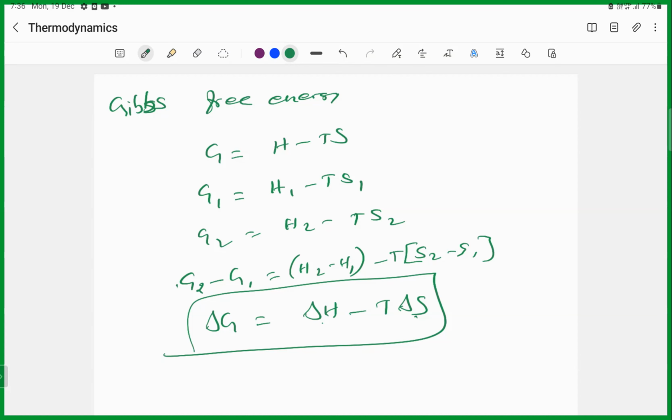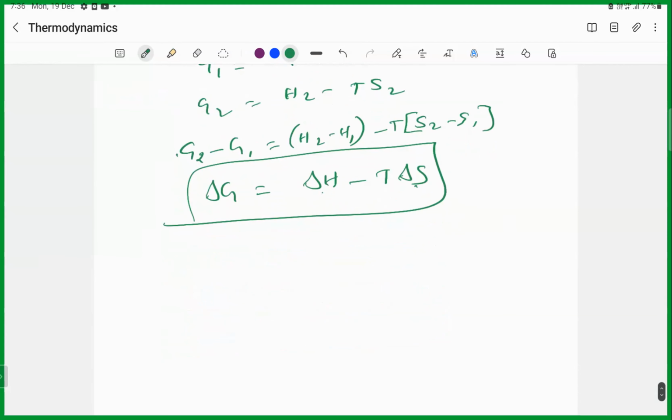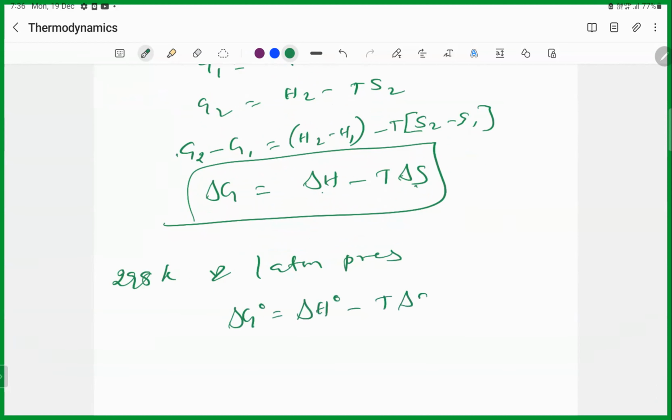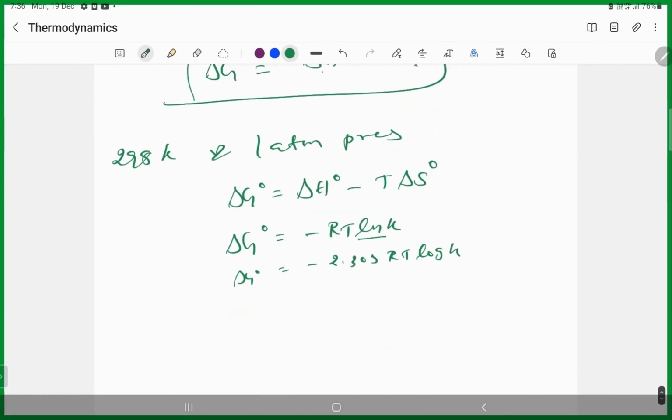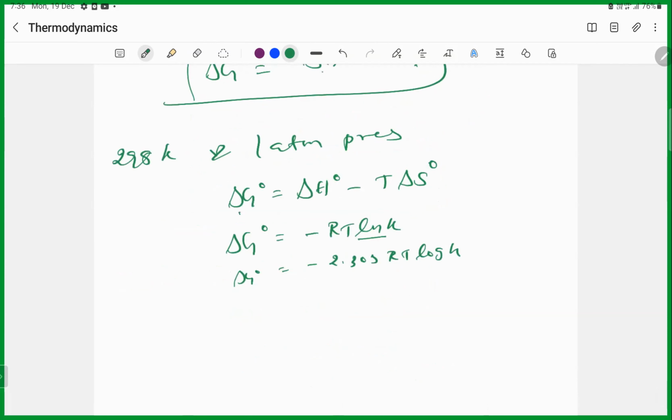Now, for the standard free energy, that means at 298 Kelvin and 1 atmosphere pressure, delta G0 is equal to delta H0 minus T delta S0, or otherwise delta G0 is equal to minus RT ln K, or minus 2.303 RT log K, because when you change ln into log, you have to multiply by 2.303. So this is the standard free energy equation. Now we have delta G, delta H, delta S.